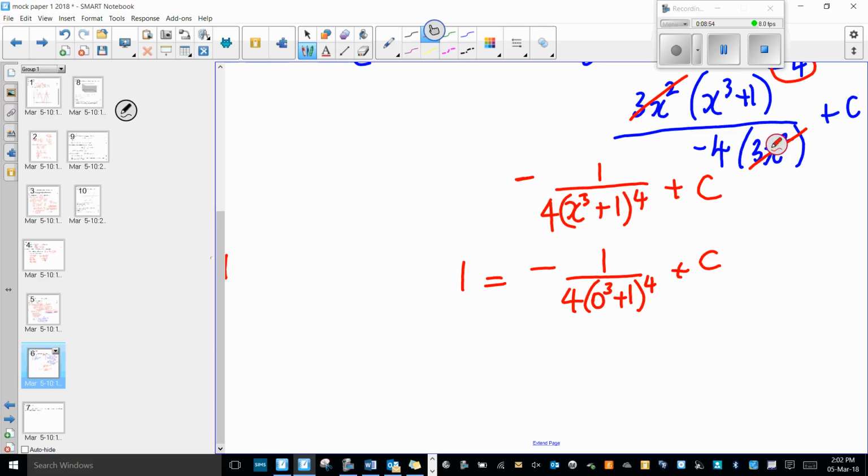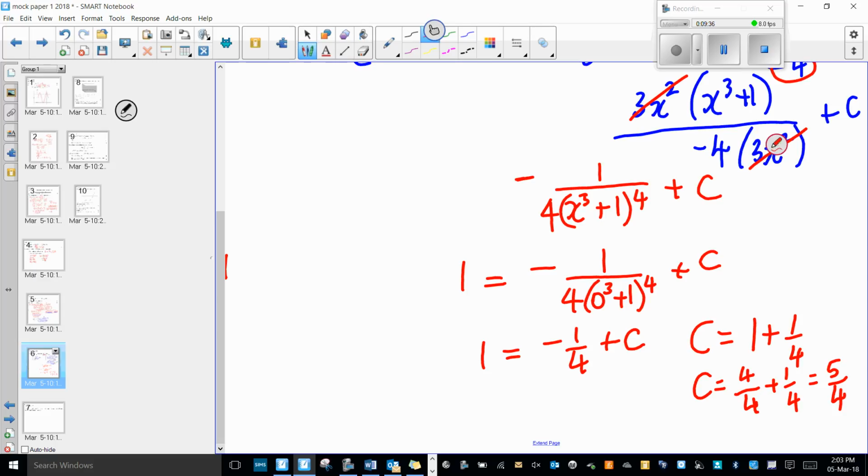Okay, rules of BEDMAS, we do what's in the brackets first. So what's 0 cubed plus 1? 1. And then we do powers, so what's 1 to the power 4? So we've got that multiplied by 4. So we've got 1 equals negative 1/4 plus c. So c is going to be 1 plus 1/4. If you want that as 4 over 4 plus 1 over 4.